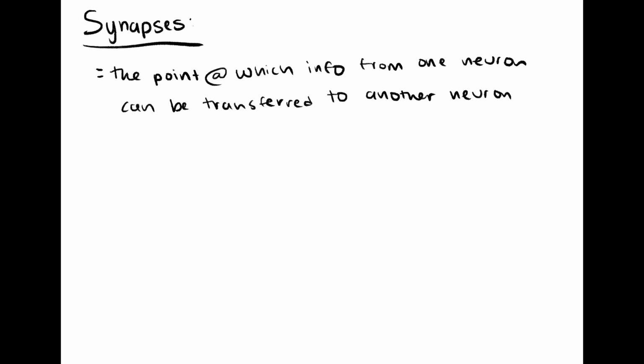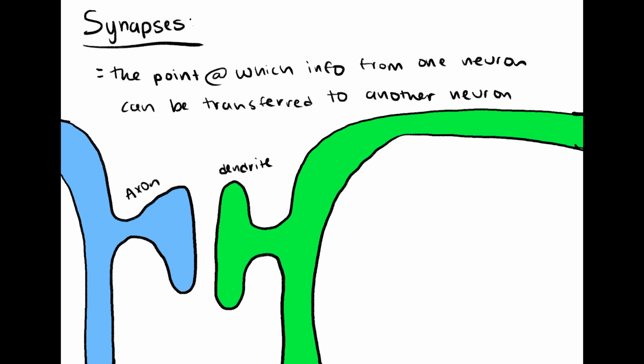Let's dive in a little bit more on synapses. Synapses are the point at which information from one neuron can be transferred to another neuron. Synapses are often made between the axon of one cell and the dendrite of another, forming a sort of communication zone where information from one neuron can relay to another. However, this does not always have to be the case. Sometimes synapses can be formed between axons, between dendrites, and between the axon and a cell body. However, the most common synapse formation occurs between the axon of one neuron and the dendrite of another.